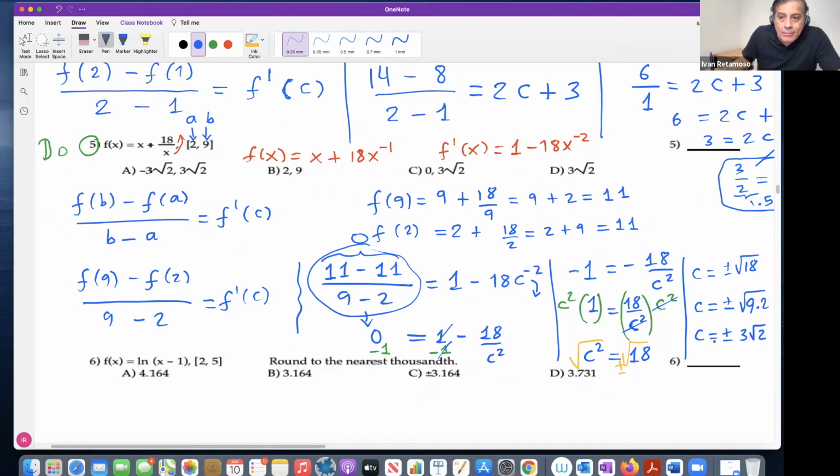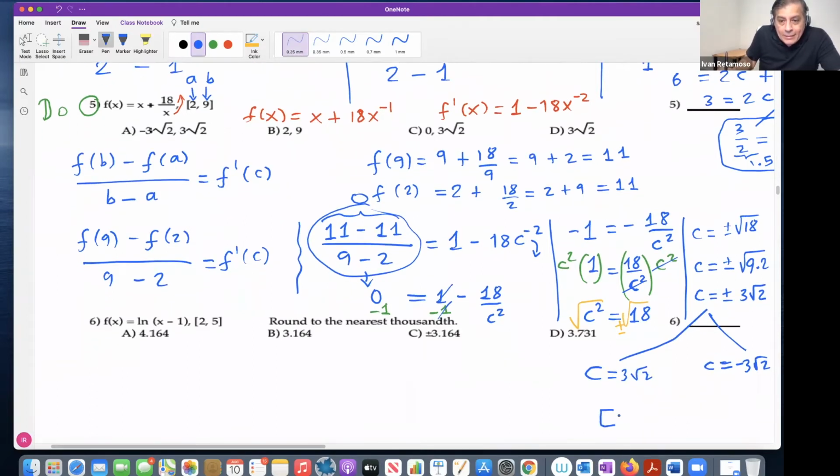Now, before singing victory, guys, don't get excited, right? Sometimes you think, oh, but this is the answer. No, you gotta check that these two guys, there's a C equal 3 square root of 2 and C equal minus 3 square root of 2, right? You gotta check that these guys are indeed inside this interval.